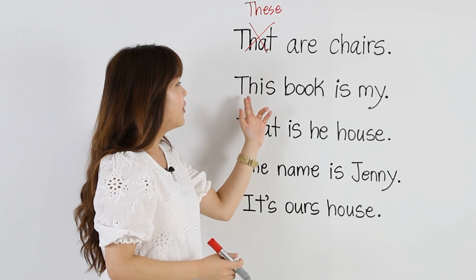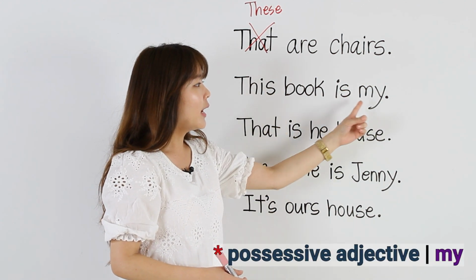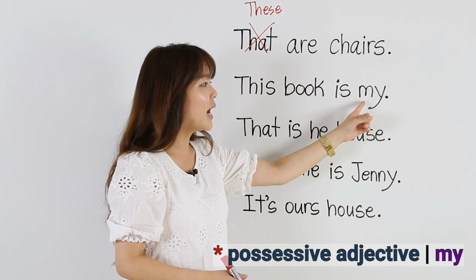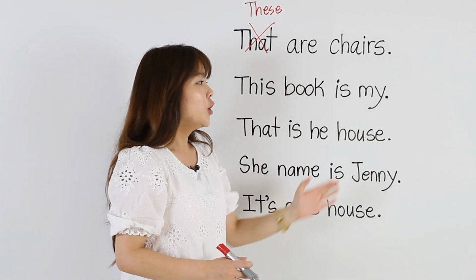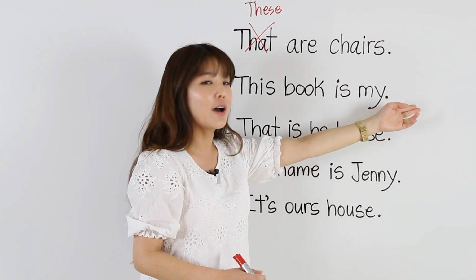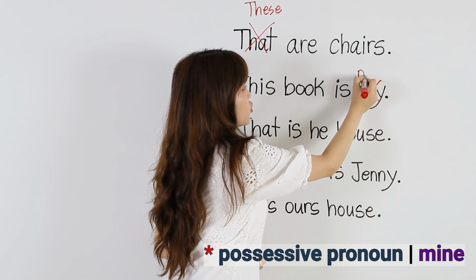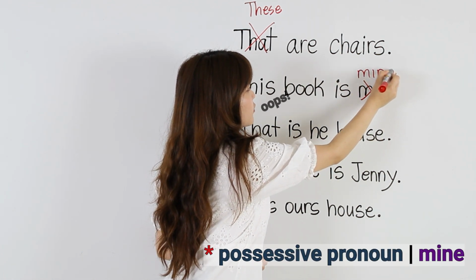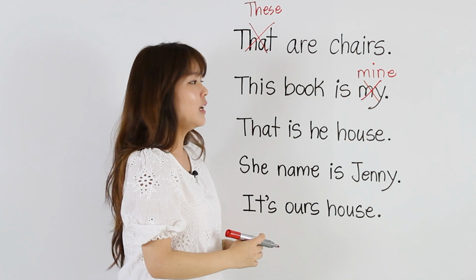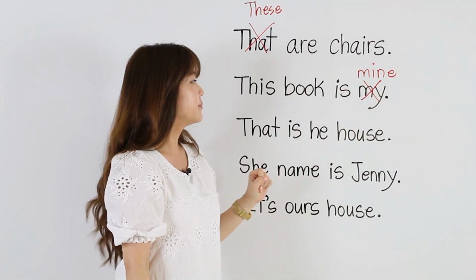Okay, this book is my. We have the possessive pronoun my. But remember, you have to have a noun after, but there's no noun. So we can change this to the possessive pronoun mine. Okay? You don't need a noun if you say mine.